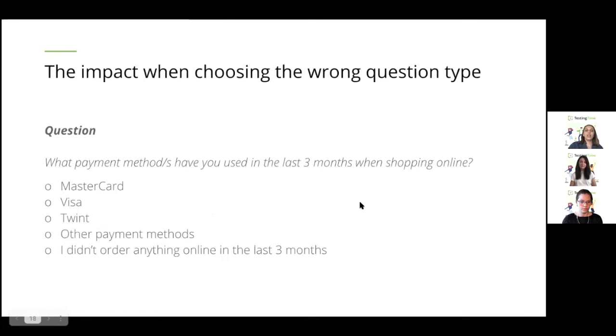So first, let me talk about the impact when choosing the wrong question type. In this example, what payment method have you used in the last 3 months when shopping online? Here you see that it's a single select because of the radio buttons, and the customer offered a couple of options. And actually why this is not a good question type, I will tell you in a moment.